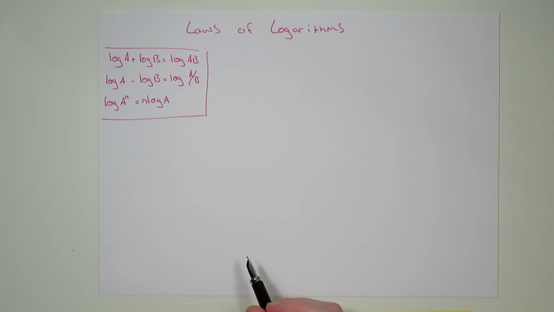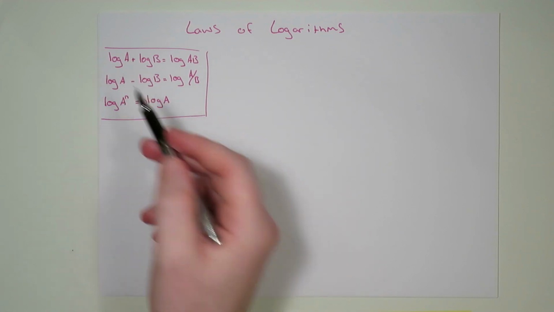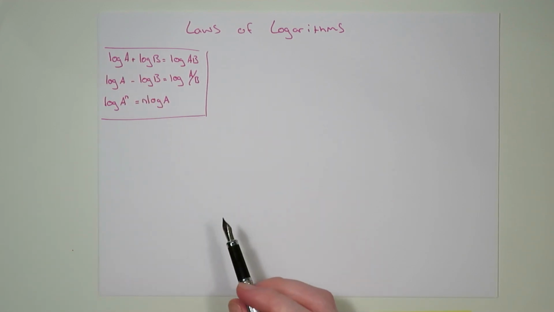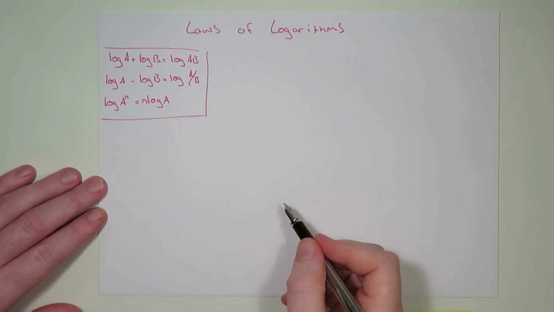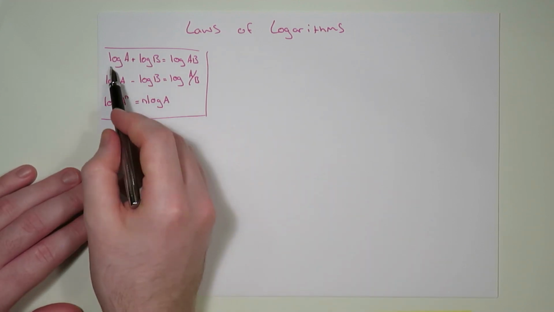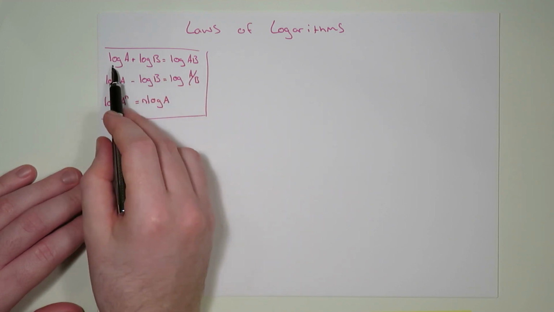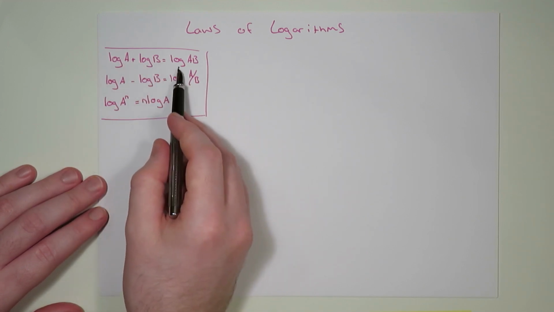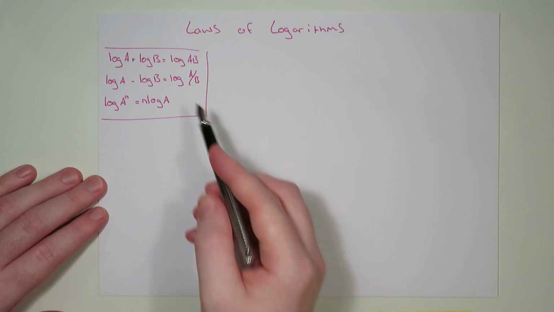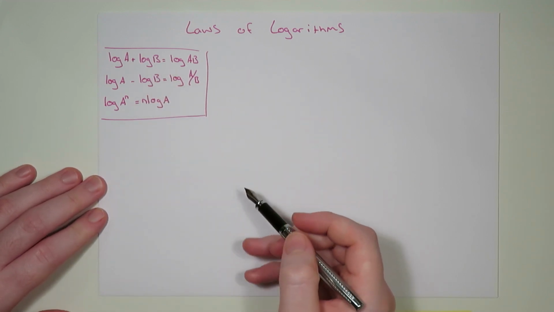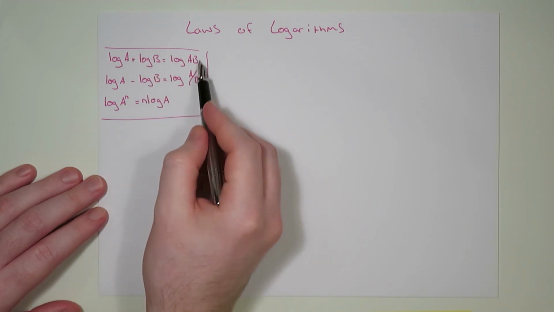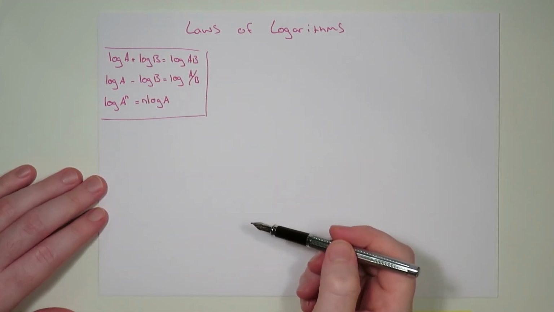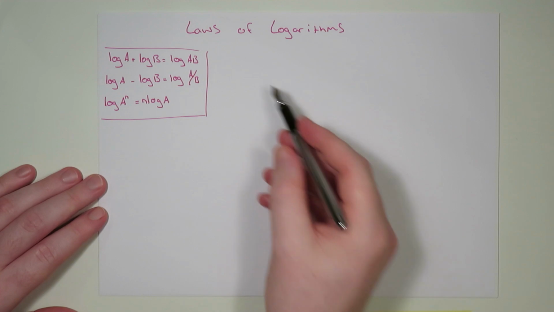So let's take a look at some questions then. Let's actually just try and use some of these rules first. Never mind what logarithms are. Let's just try and use some of these rules. So this first one here, log a plus log b equals log ab. So this one here is used to combine two logarithms together, or in reverse it can be used to split a logarithm apart.